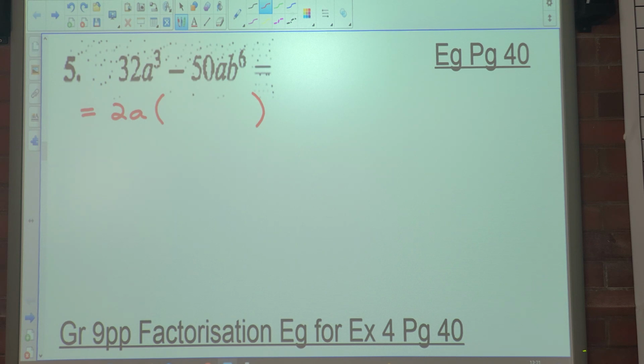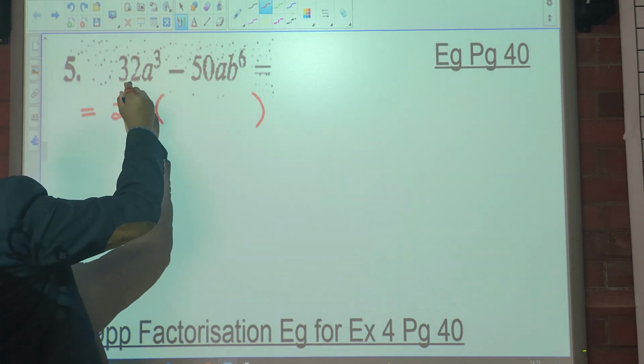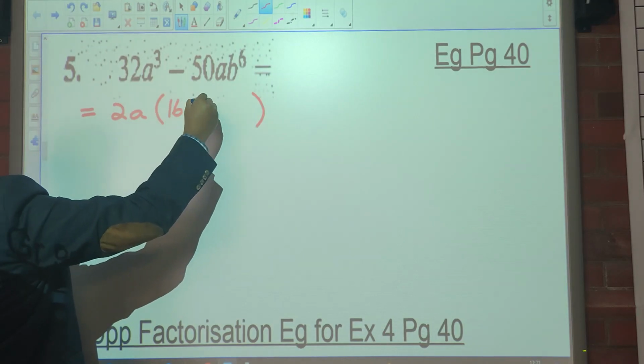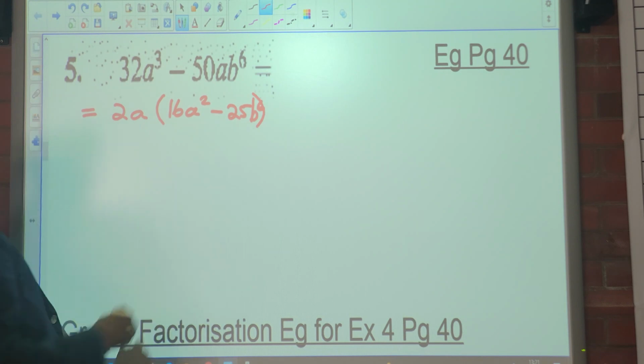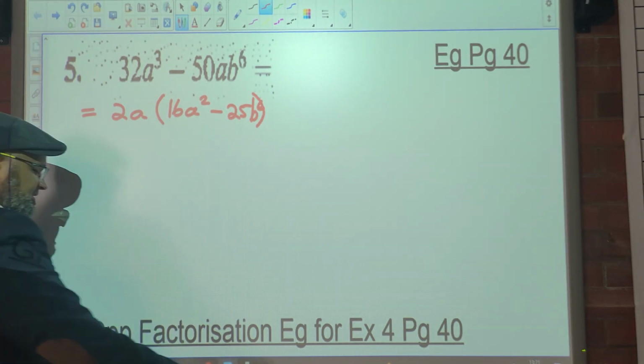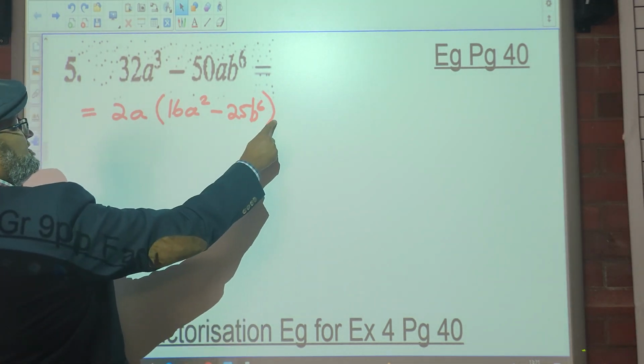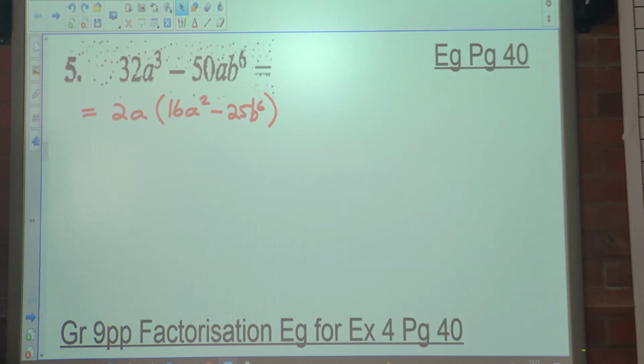So what are we left with? 16a squared minus 25bc. What do we notice inside the bracket now? Difference between two squares. So do the difference of two squares quickly.